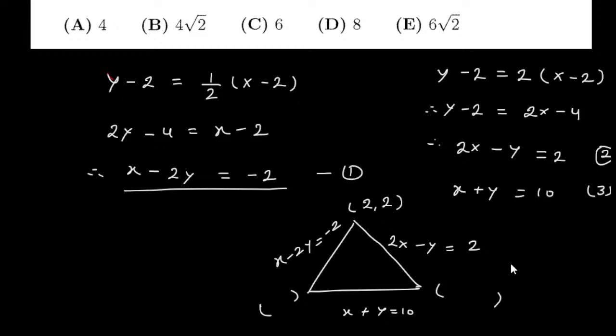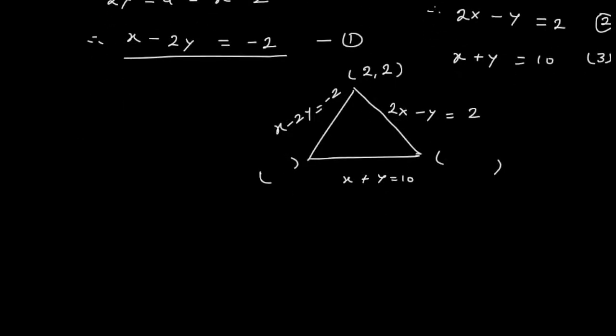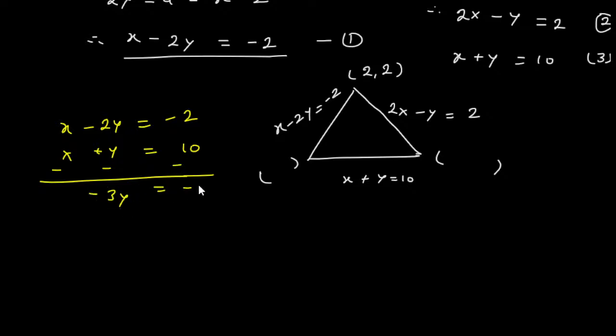Okay, so have you got the points of intersection? Let us try. Now here these two equations we will solve. For solving these two equations, one equation is x minus 2y is minus 2. The other equation is x plus y is equal to 10. So what we will do? We will see the difference. Here if I see the difference, then it is minus 3y, and here it is minus 12. So y is 4. As y is 4, x is going to be 6. So 6 comma 4 is one point.